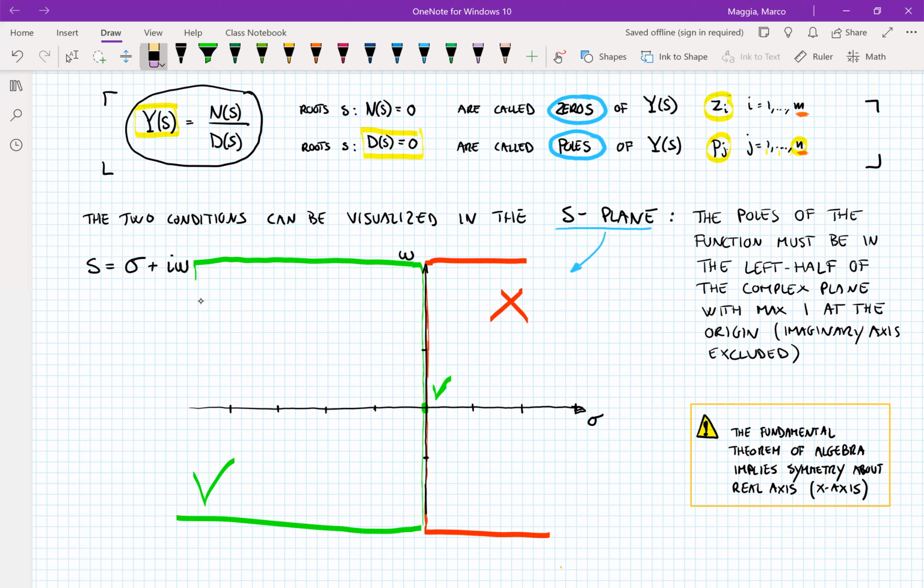Another thing that you'll get very familiar with is how to represent poles and zeros of a function in the S-plane. So for the poles, we use an X mark. And for the zeros, we use a circle.